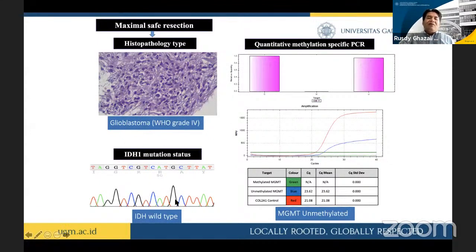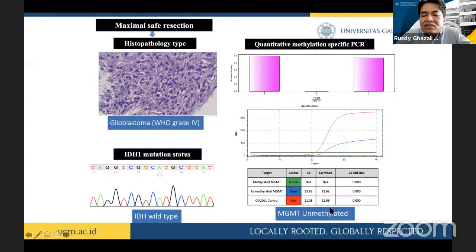And then our group do the mutation analysis using Sanger sequencing, shows IDH wild type. And then we also perform quantitative methylation specific PCR. I need to mention that the guideline and EANO clearly mention that the only accepted way of diagnosing methylation in this case of the MGMT is only methylation specific PCR. But I know in many centers in Indonesia, we can only do IHC, immunohistochemistry. That's okay, but if you can do methylation specific PCR, that will be the gold standard.